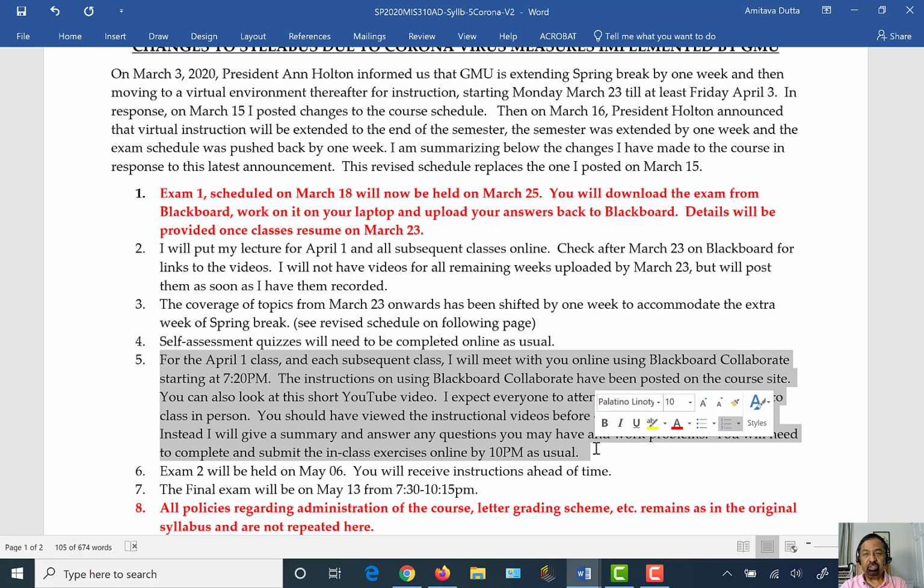Okay, so essentially the instruction will be virtual from now on to the end. What I'm trying to do is run the class as if you were physically in the classroom. It's just that you will be doing it through your laptops from home, remotely, wherever you happen to be. And the platform that we are going to use to do that is Blackboard Collaborate.